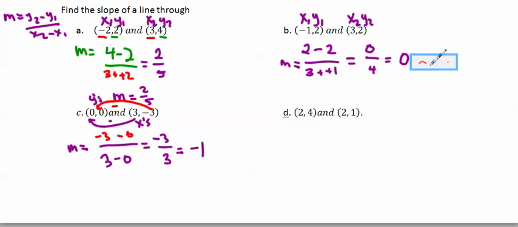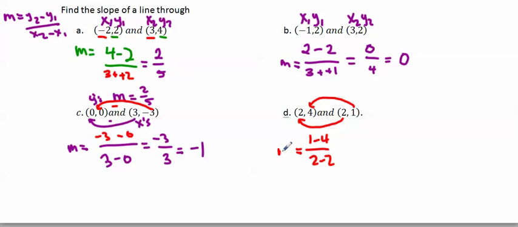Alright, so what you should have done is connect the y's. Y's, 1 minus 4 over x's, 2 minus 2. Okay, so we have 1 minus 4, which is negative 3, and 2 minus 2, which is 0. Now the problem with this one is I've got negative 3 divided by 0, and we already talked about how we can't divide by 0. So since this is divided by 0, there is no slope, or undefined slope.